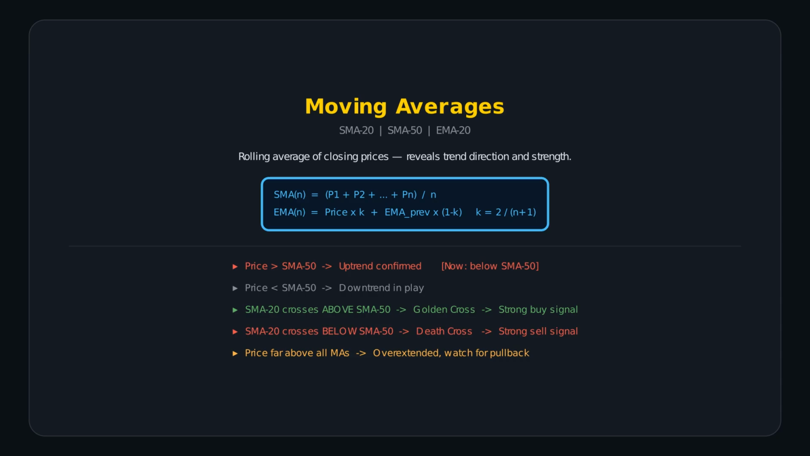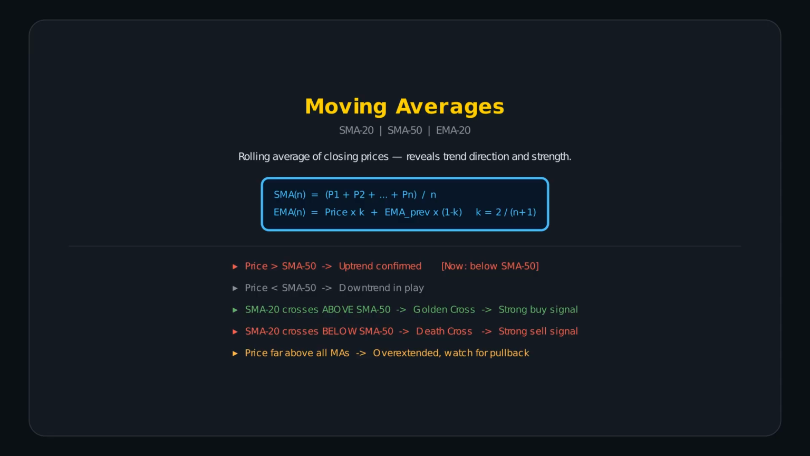A simple moving average smooths price noise by averaging the last n closing prices. SMA 20 tracks the short-term trend. SMA 50 tracks the medium-term trend. The exponential moving average gives more weight to recent prices, so it reacts faster to new information. The key rule: when price is above the 50-period average, the trend is up. When below, the trend is down.